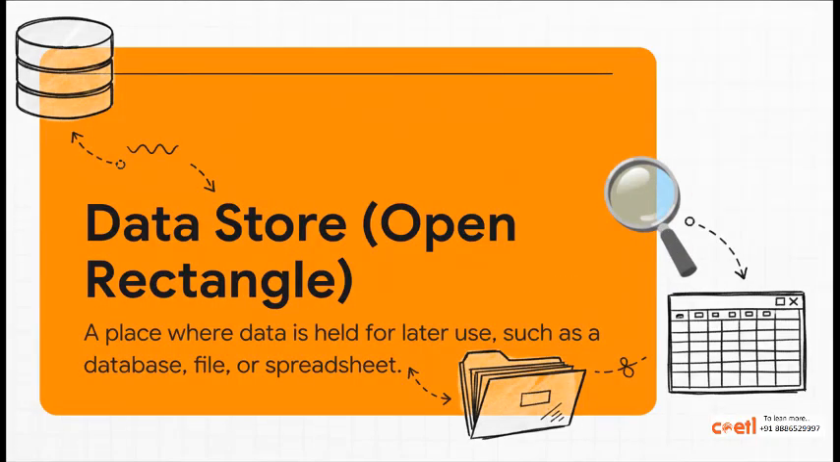Third, we have the data store. This is any place where data is just held. It's sitting there waiting to be used. It's not actively doing anything. It's just a resting place for information, like a database, a filing cabinet, or even a simple spreadsheet.